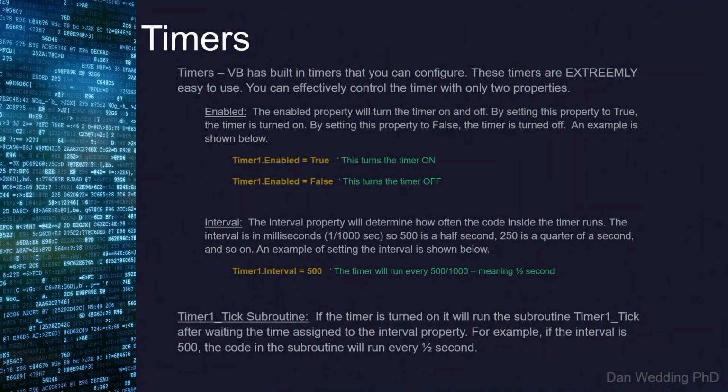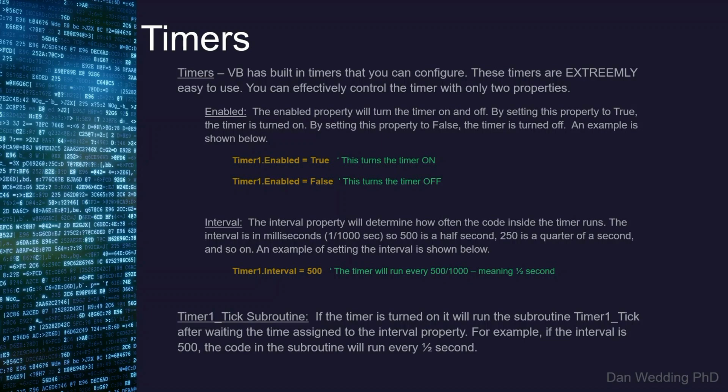VB has built-in timers that you can configure. These timers are extremely easy to use. You can effectively control the timer with only two properties. The enabled property will turn the timer on and off. By setting this property to true, the timer is turned on. By setting this property to false, the timer is turned off. An example is shown below.